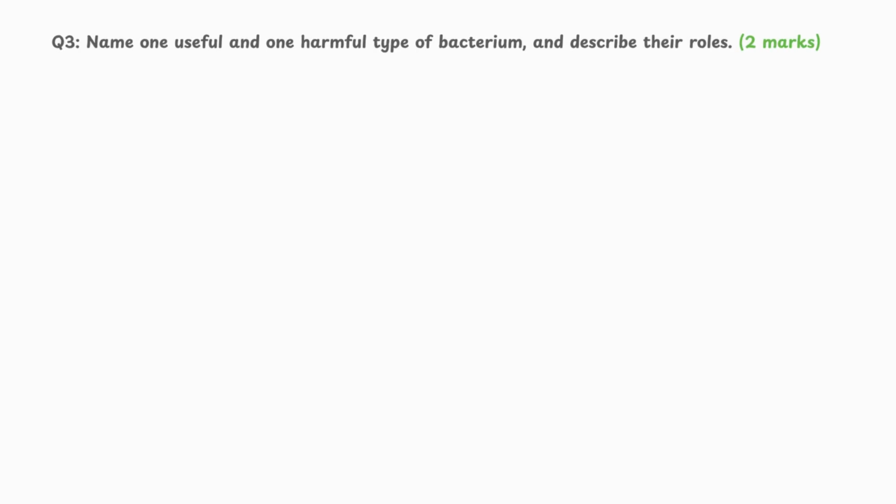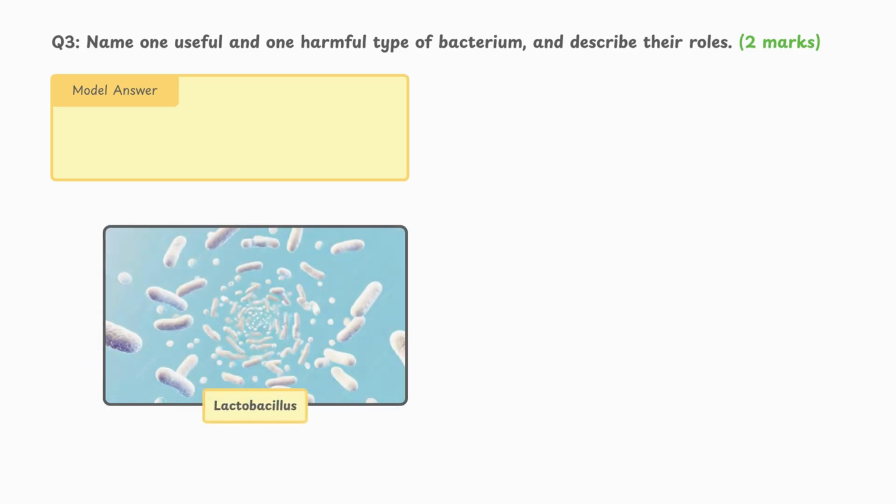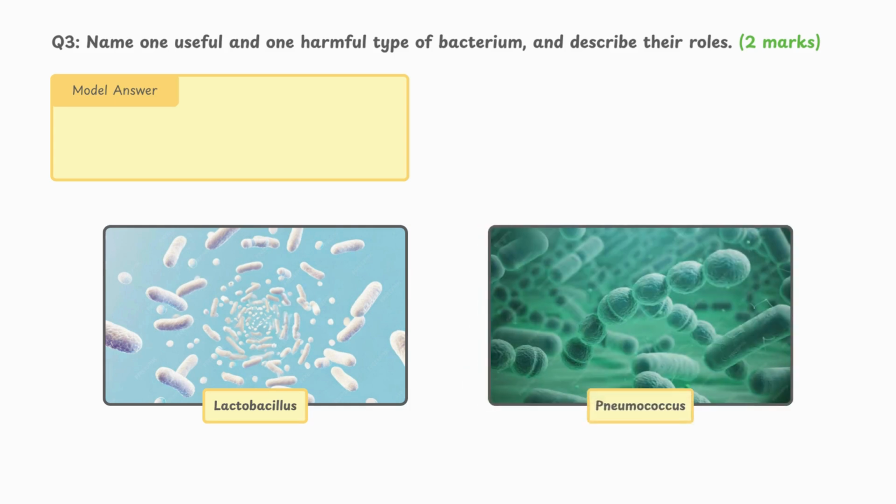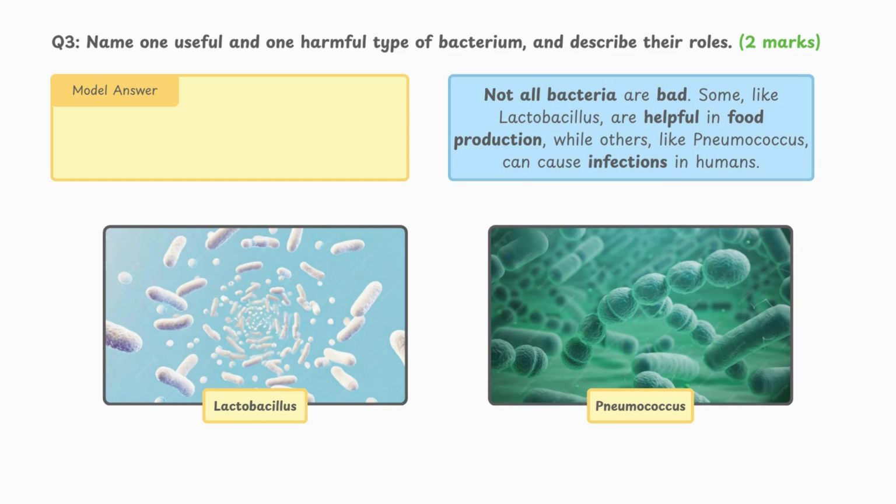Finally, let's look at one last exam-style question. Name one useful and one harmful type of bacterium, and describe their roles. Notice that lactobacillus is shown as a useful bacterium used in yogurt production, while pneumococcus is shown as a harmful bacterium that causes disease. Importantly, not all bacteria are harmful. Some, like lactobacillus, are helpful in food production, while others, like pneumococcus, can cause infections in humans. Therefore, the final answer is useful, lactobacillus, used to make yogurt by fermenting milk. Harmful, pneumococcus, which causes pneumonia.